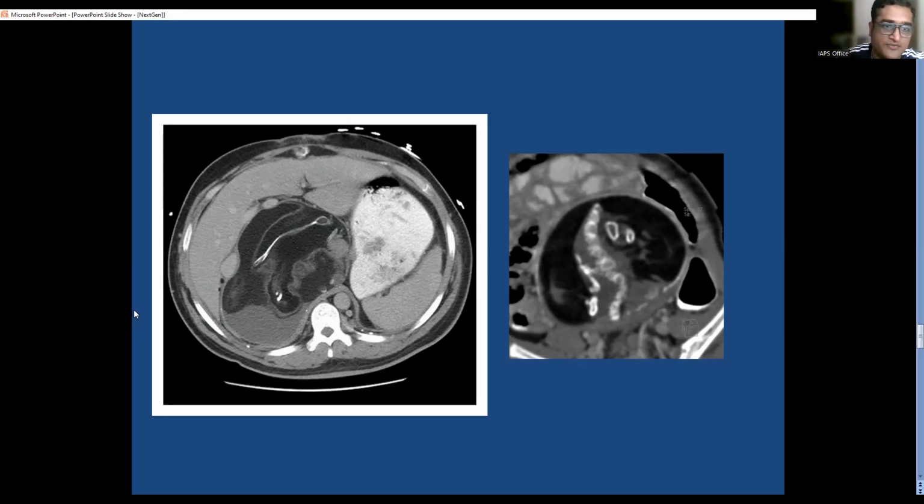It's an easy one. Give a try. You will be able to do it. It's a well circumscribed lesion lying retroperitoneally with mixed attenuation. Bony density also, fat attenuation also, soft tissue, fluid, everything is there. All components are there. Teratoma, sir.